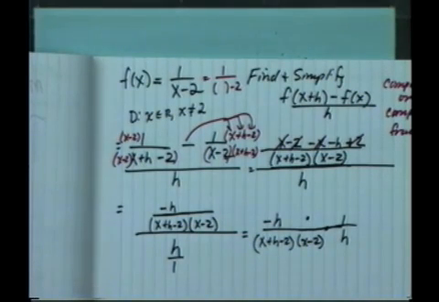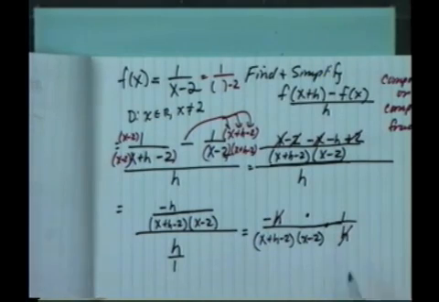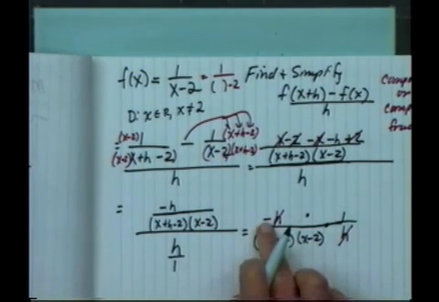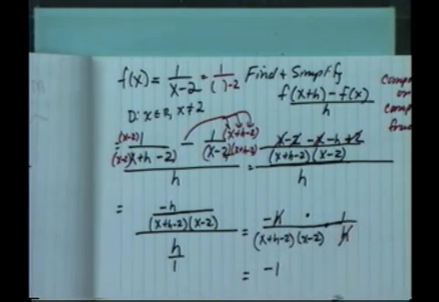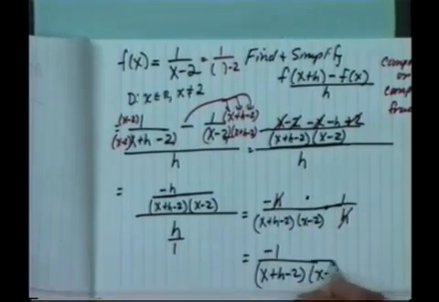And now what are you excited to see? The h's divide out. So what's left in my numerator now? Negative 1. You still have your negative right here in front of the h, so that's like negative 1 times h. So negative 1 times 1 is negative 1 over x plus h minus 2 times x minus 2.